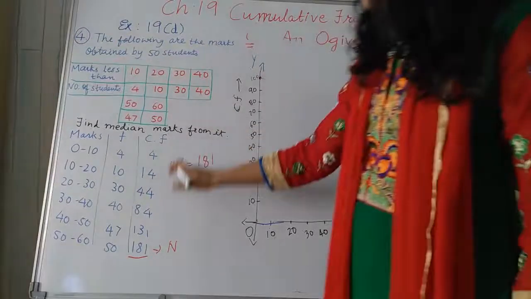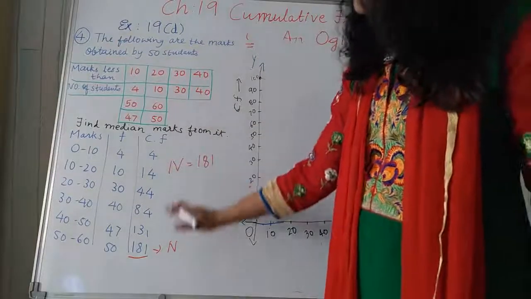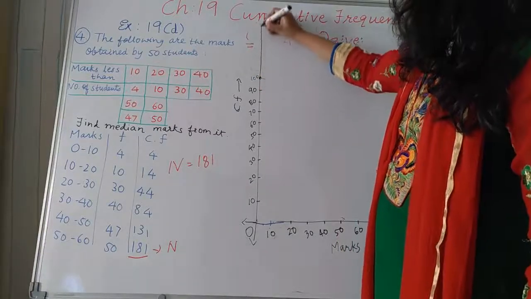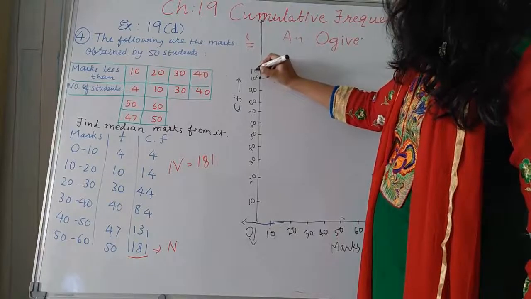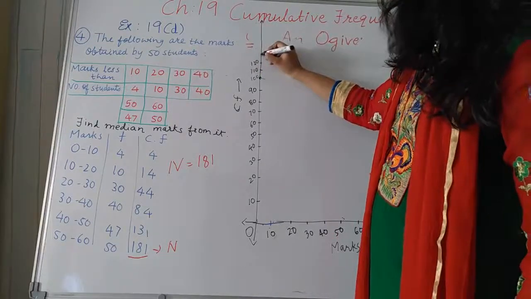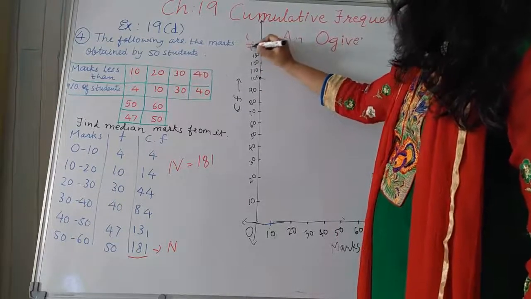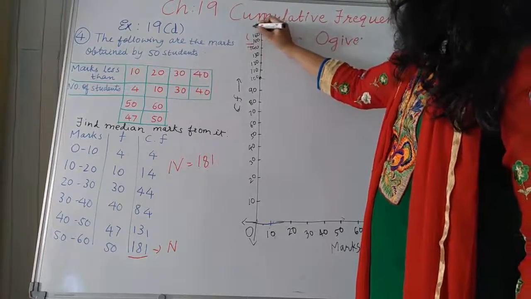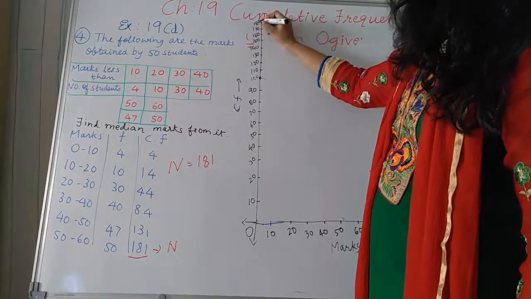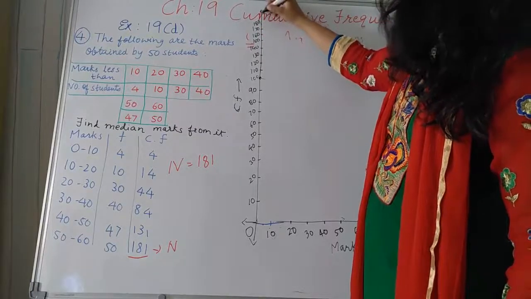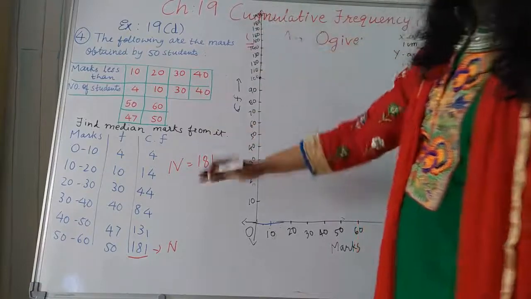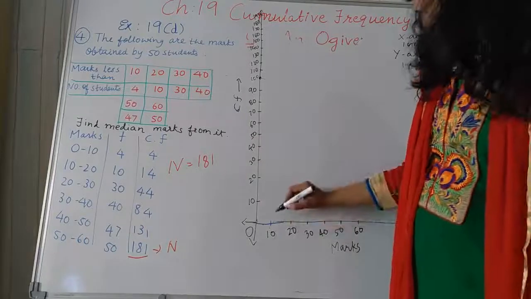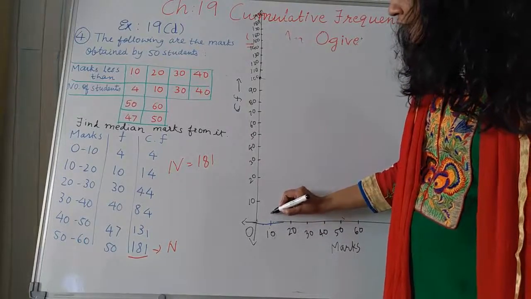Now check here. The cumulative frequencies are from 4 to 181. Means we need to extend our line here. So I write here 110, 120, 130, 140, 150, 160, 170, 180 and 190. Till 190 we need, because 181 is the last one. So now let us put the points. First is 10, 4. It is here somewhere.